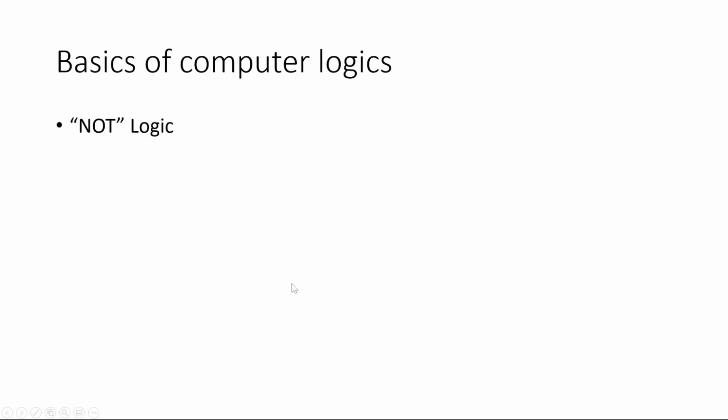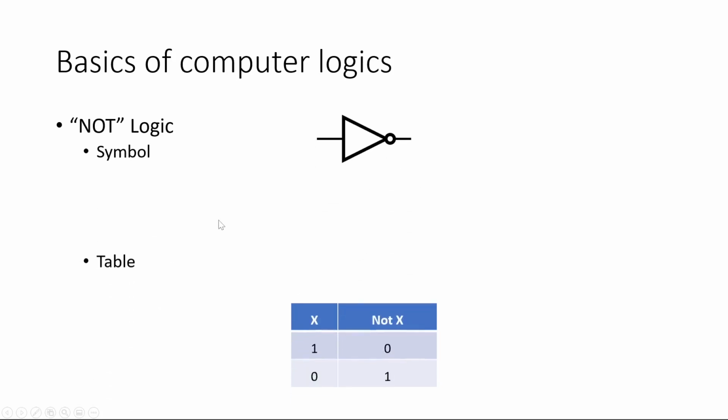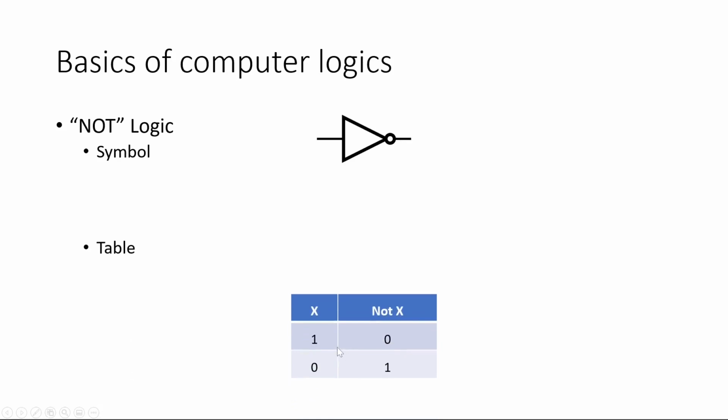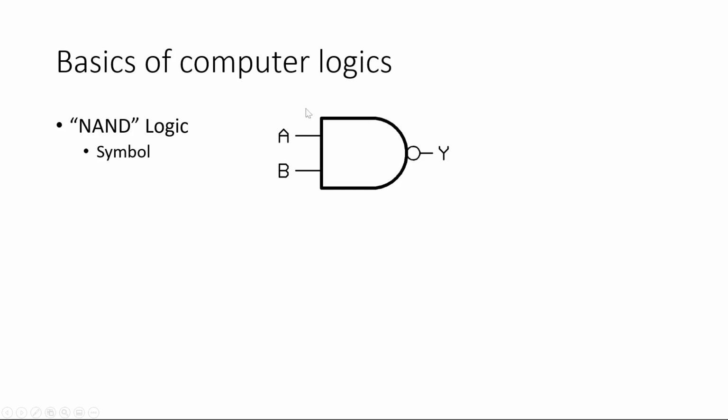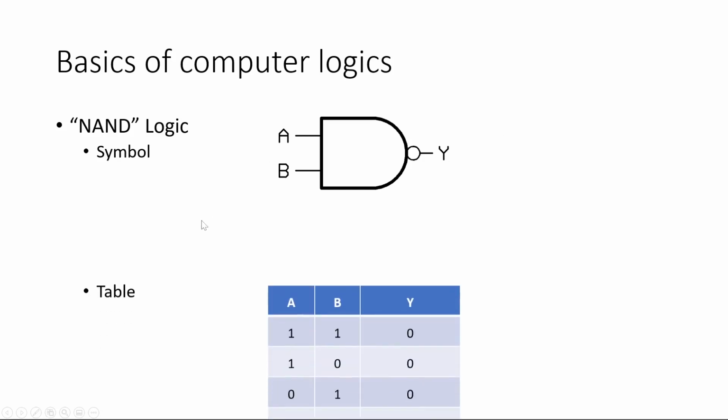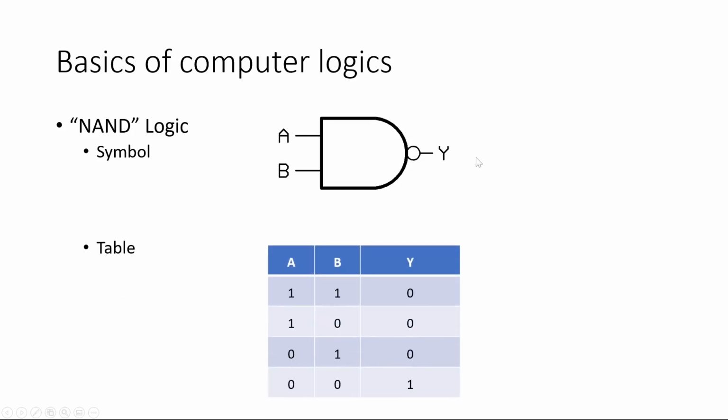The next logic is NOT. The symbol is this. The table is very simple too. If X, which is our input, is 1, our result will be 0, right? The next logic is NAND. The NAND also has 2 inputs and 1 output. Inputs are A and B, and output is Y. As you can see, Y will be 0 only if both A and B are 1, right?